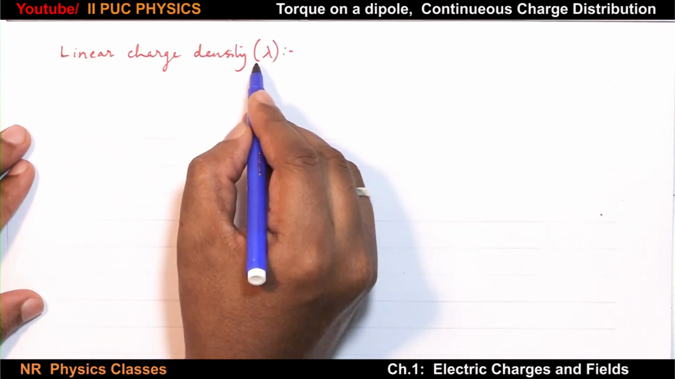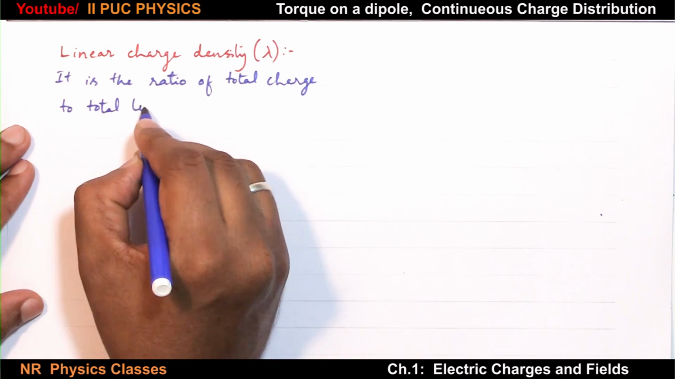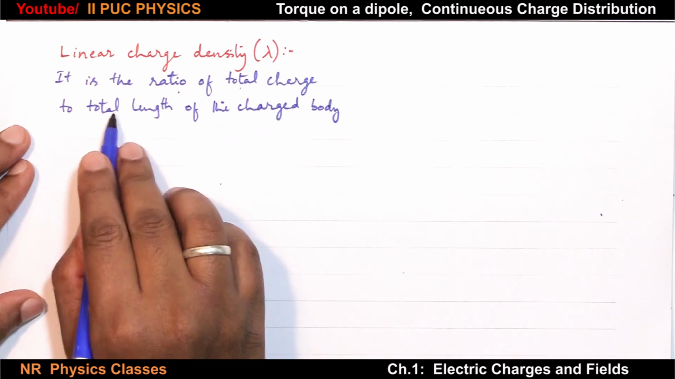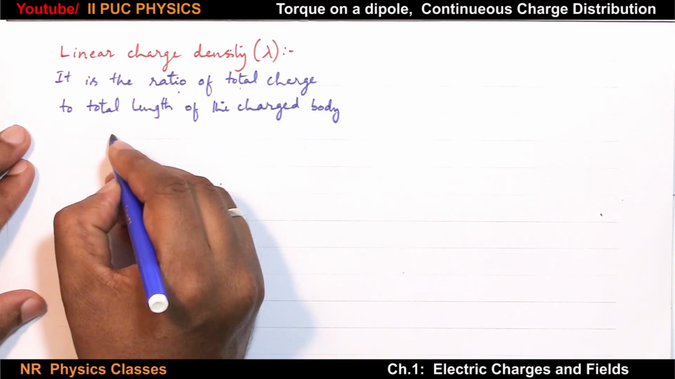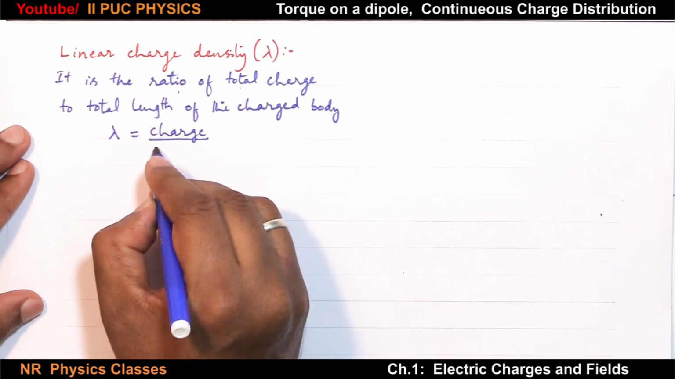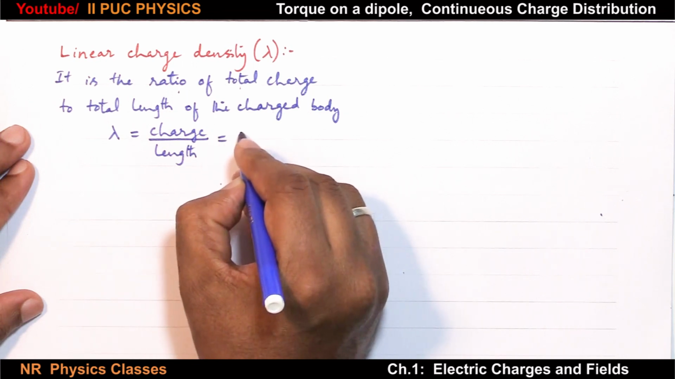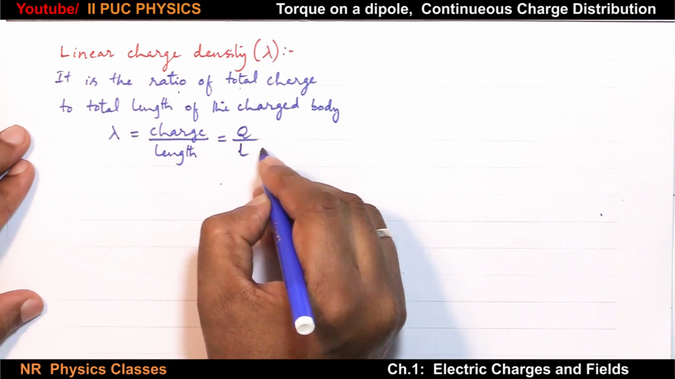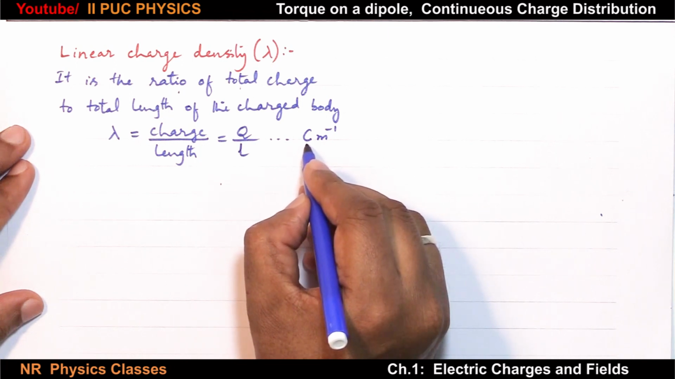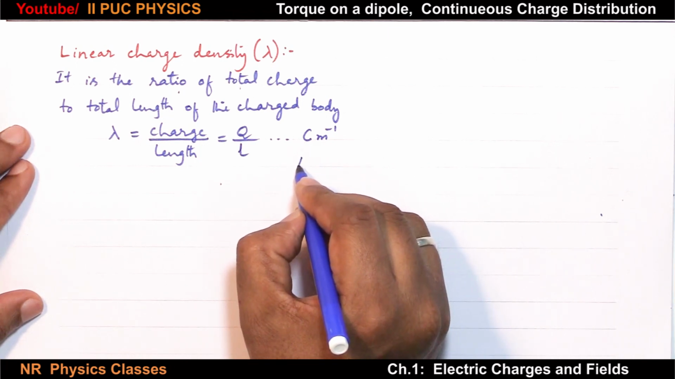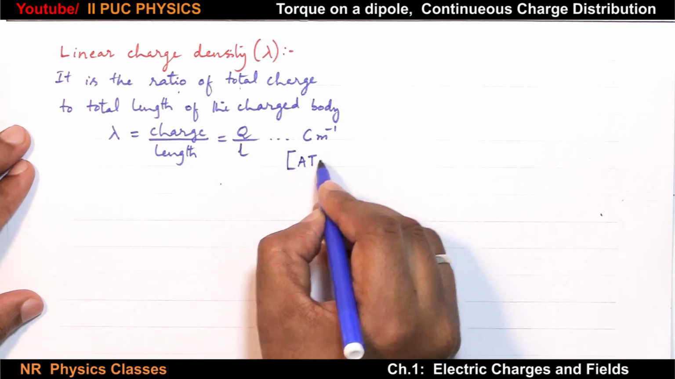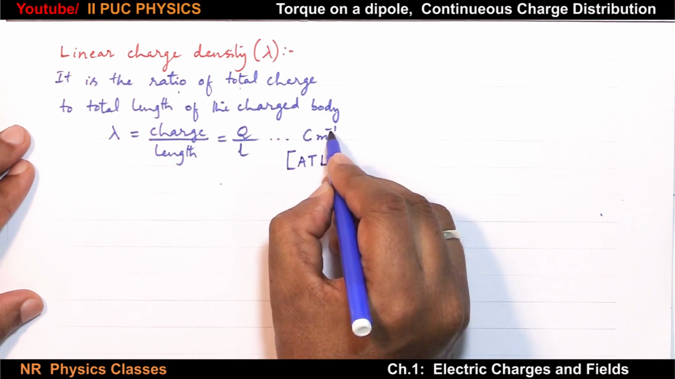Linear charge density. It is the ratio of total charge to total length of the charged body. Let me denote this by lambda equal to charge by length, Q by L. SI unit is coulomb per meter. Dimensional formula: coulomb is A T, where A is ampere, T is time. Meter is length, L power minus 1, so L power minus 1.